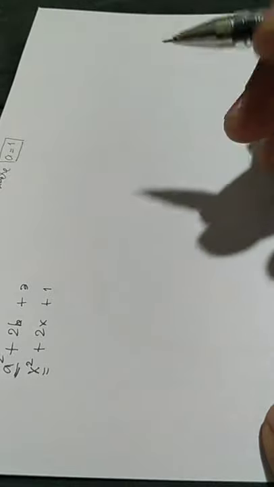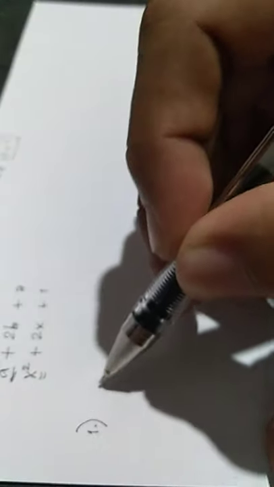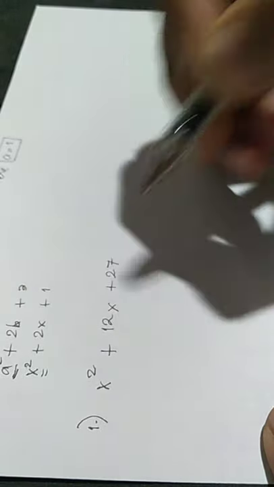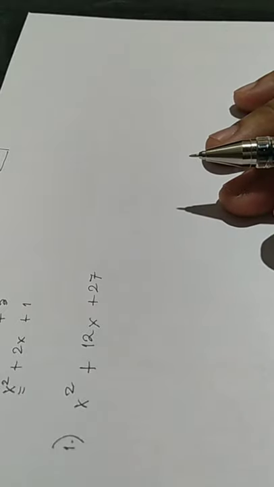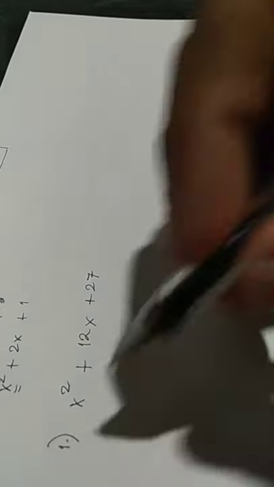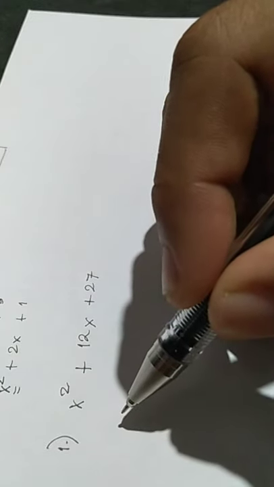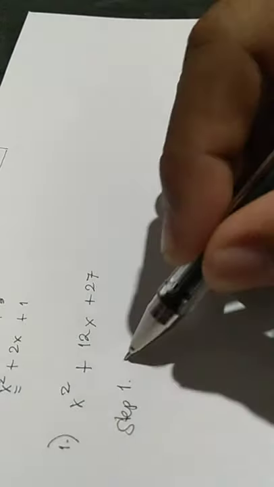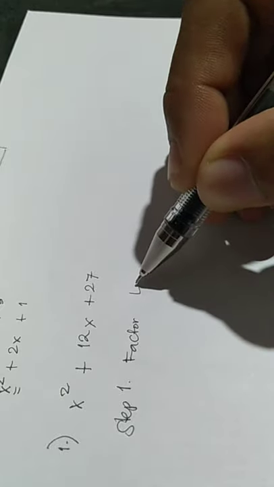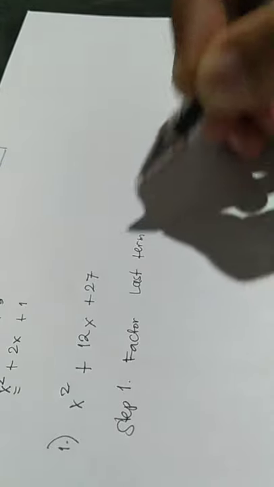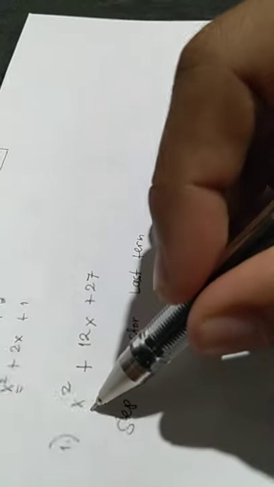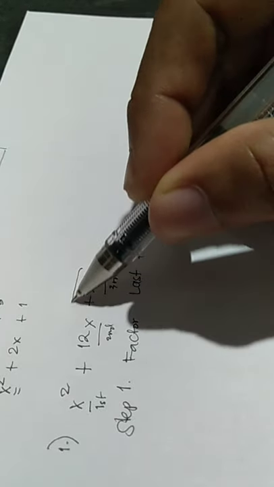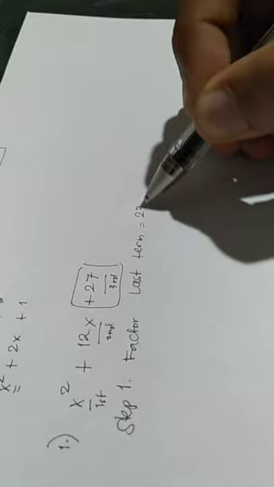Example. First example is x squared plus 12x plus 27. So there are three steps. Step one is factor the last term. So from the given, what is the last term? Let us count. This is the first term, second term, and this is the third term. So our last term is 27.